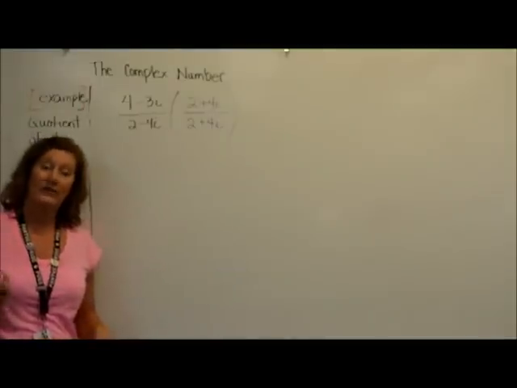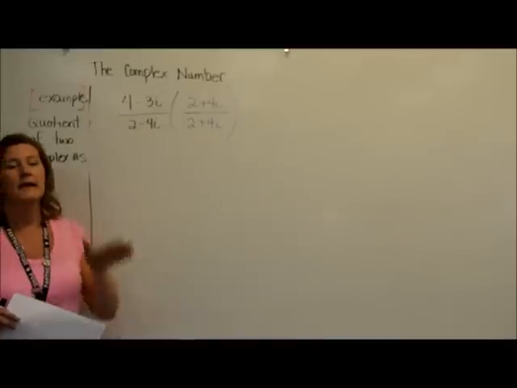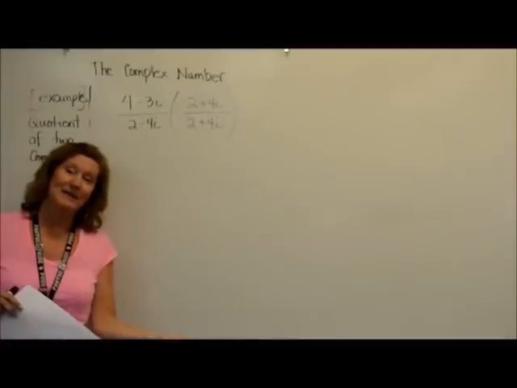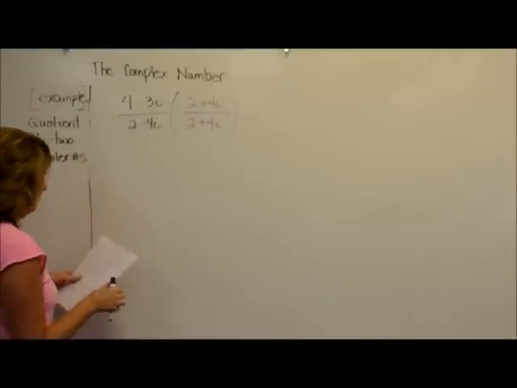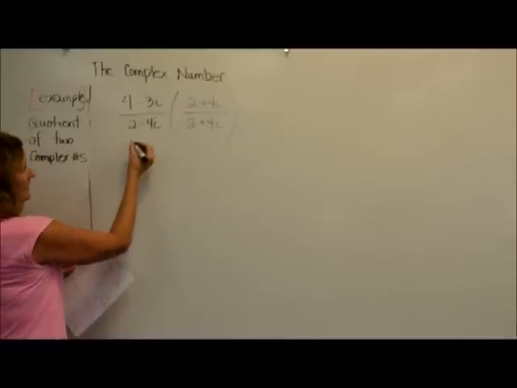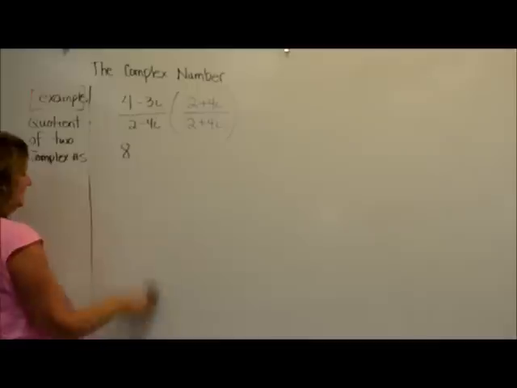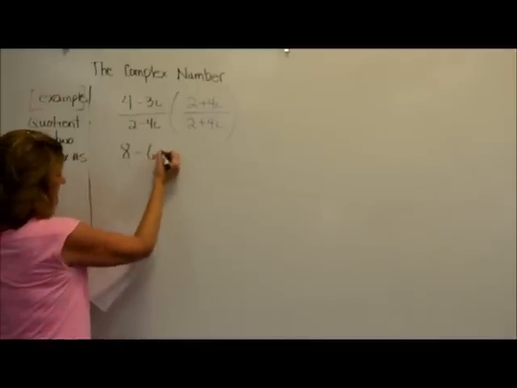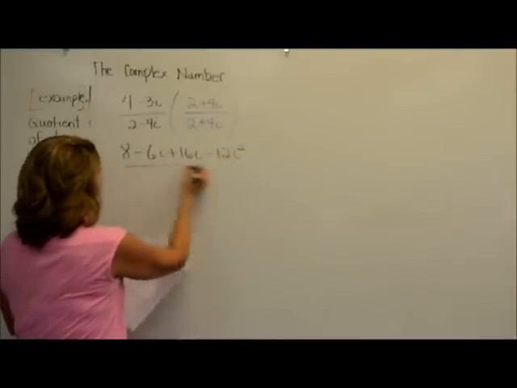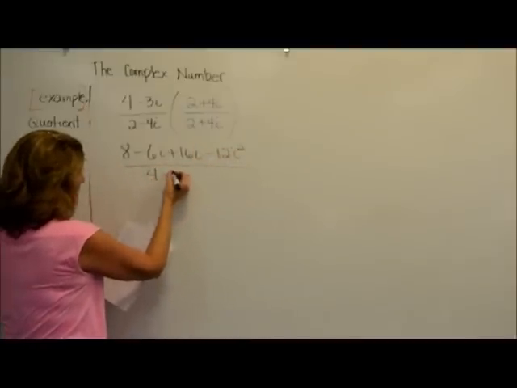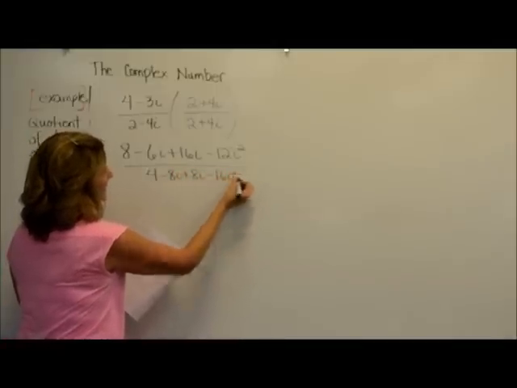So what that means is I'm going to have to multiply these two together on the top and these two together on the bottom. But what's nice about the bottom is that it's going to end up being just a real number, which is what we need. On the top, I'm not going to multiply it out all nicely for you, because you know how to do it. Minus 6i plus 16i minus 12i squared is on the top, and on the bottom I have 4 minus 8i plus 8i minus 16i squared.